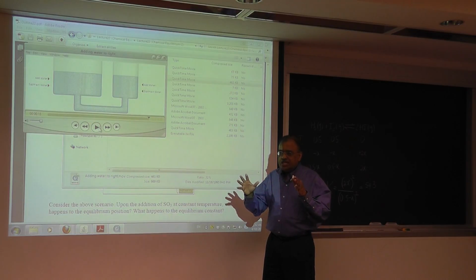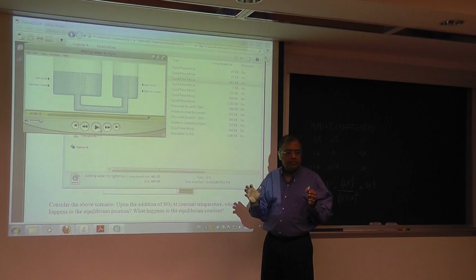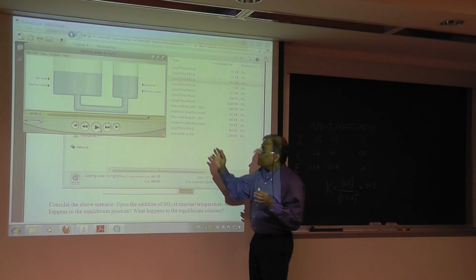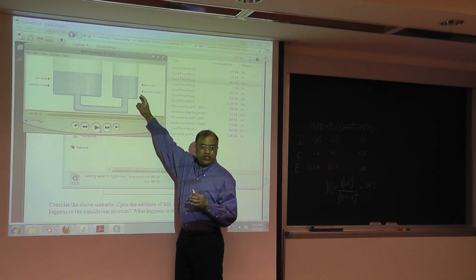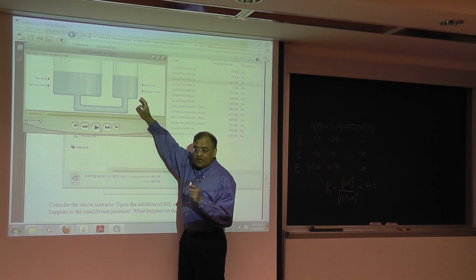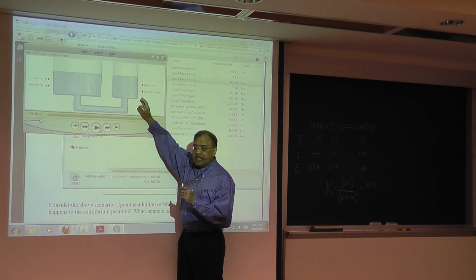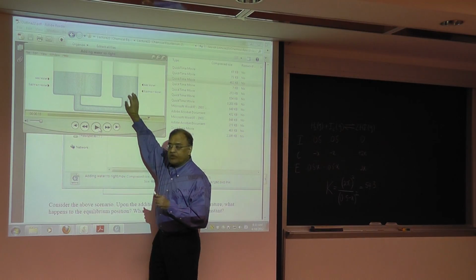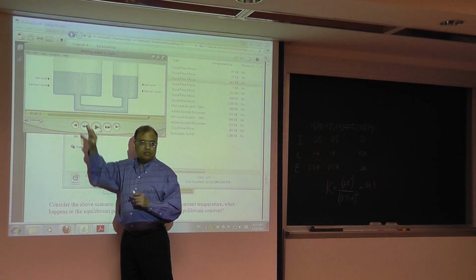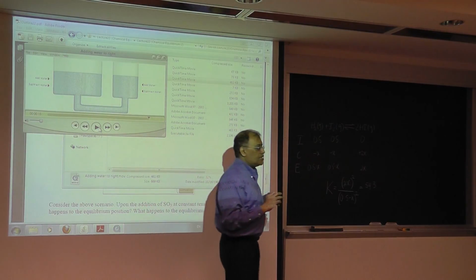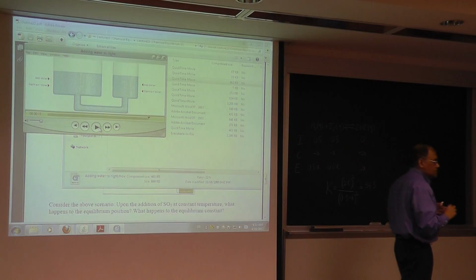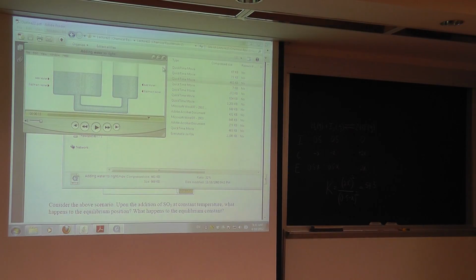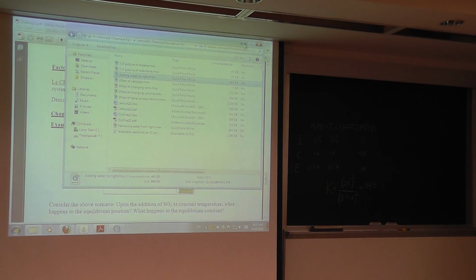So you initially have a system at equilibrium. You perturb that equilibrium by adding water to the right. The equilibrium opposes your change and moves the water from the right to the left. Okay, that's all you need to understand about Le Chatelier's principle. Everything else is just a consequence of this very simple idea.